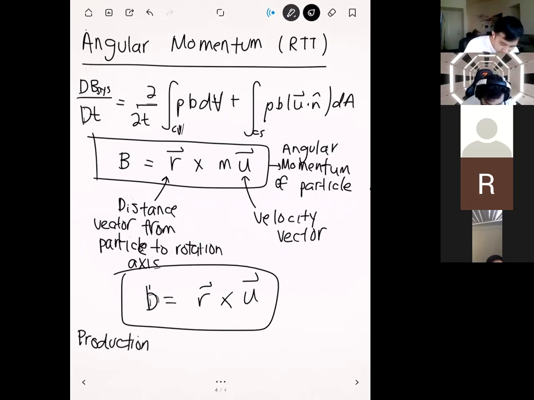All right, so the last thing that we need to do before we plug these into Reynolds transport is we need to define production, right? And so we have to ask ourselves, how can angular momentum be produced for a particle, right? And so we know that for linear momentum, we can produce linear momentum by applying an external force, right? And so the angular equivalent of this is we can apply an external moment or an external torque.